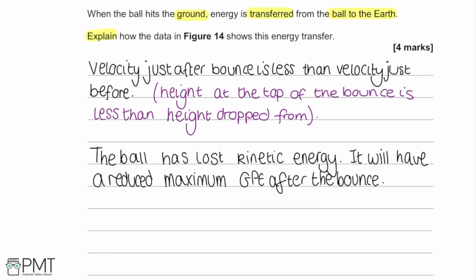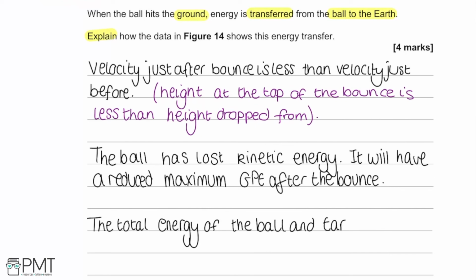And then finally, to get the last mark here, we're going to link back to the previous question. So we know that the ball and the earth are a system. So in order to explain this a bit further, we're going to say that the total energy of the ball and the earth is going to be constant. So this energy is conserved between the two.